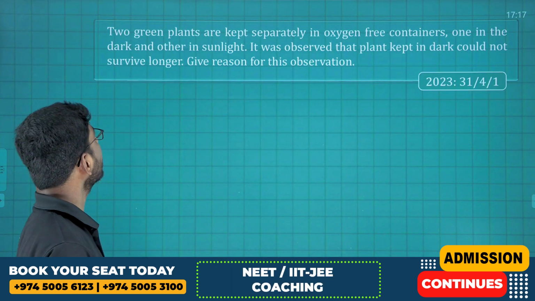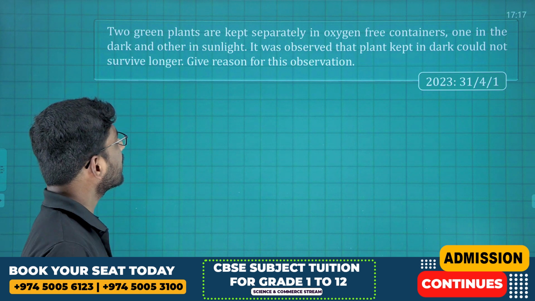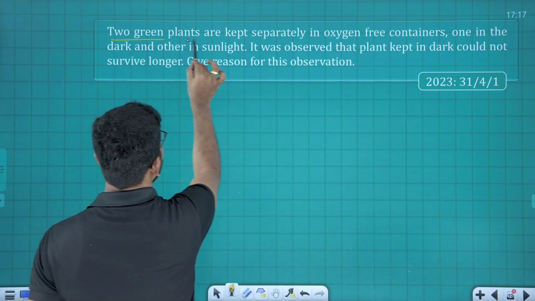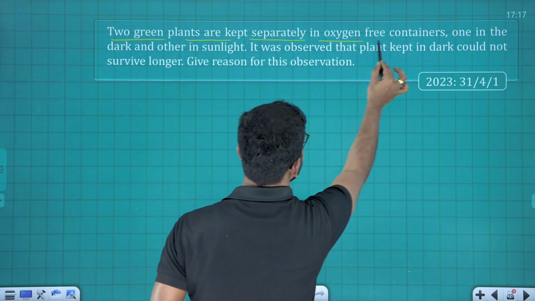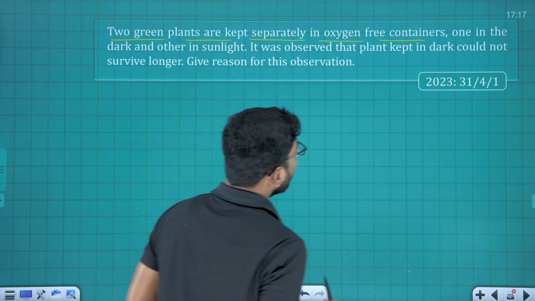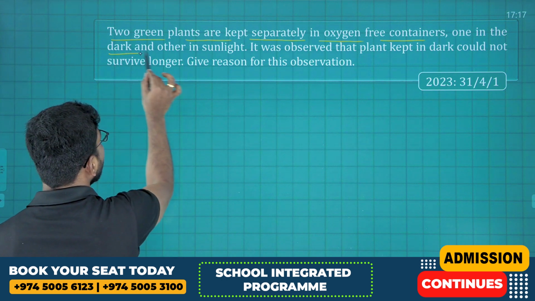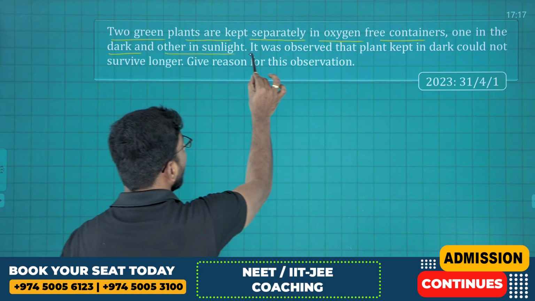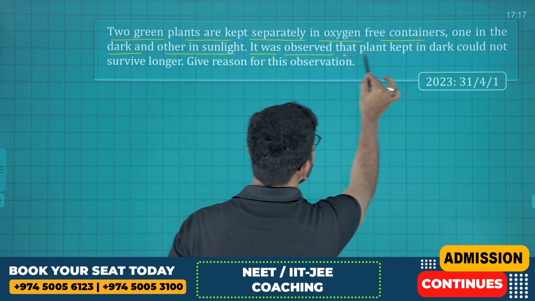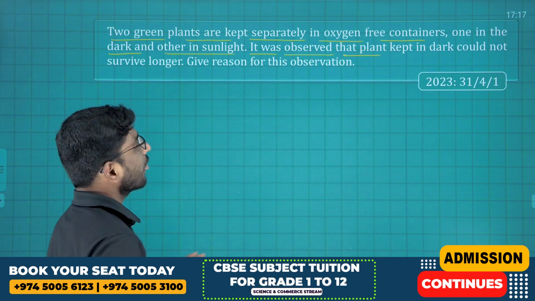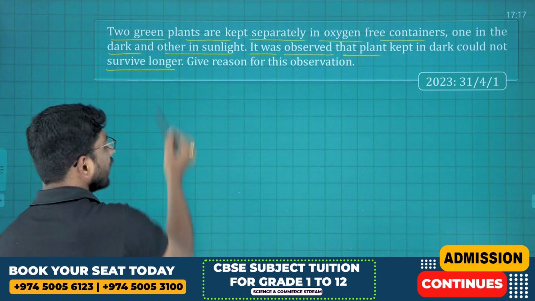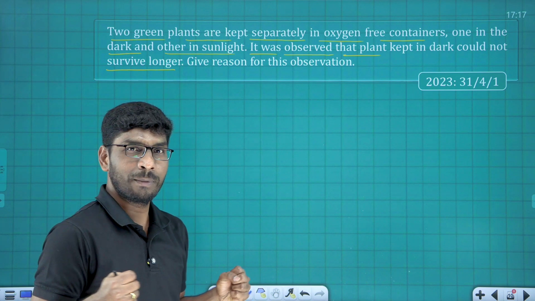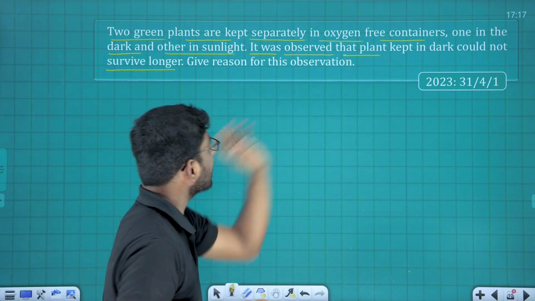Next question, 2023. Two green plants are kept separately in an oxygen-free container, one in the dark and one in sunlight. It was observed that the plant kept in the dark could not survive longer. They mention that, and they ask for the reason for this observation.